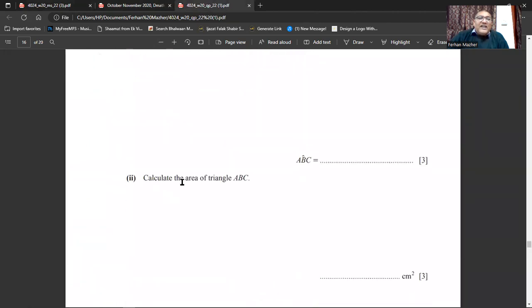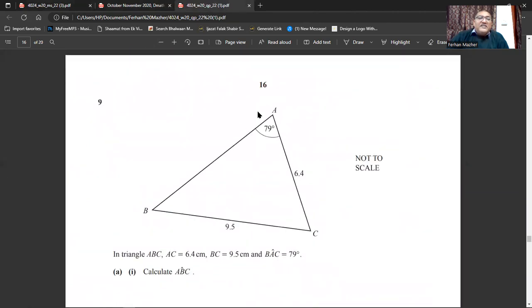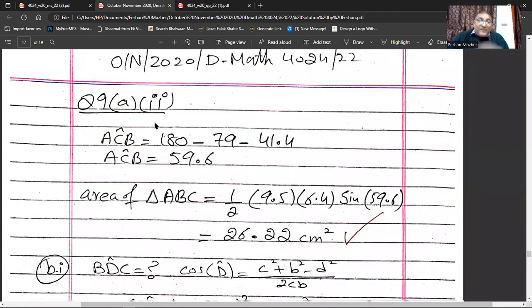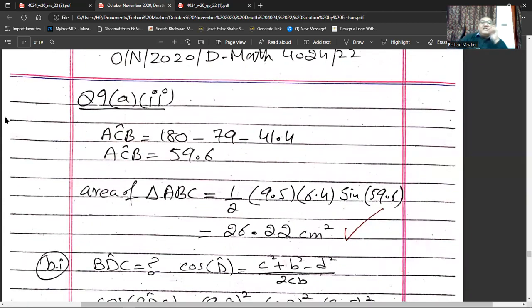Then he says, calculate the area of the triangle ABC. Once you know this angle, I can find the third angle. I know this side, I know this side. If I know the angle between them, I can apply the formula 1 by 2 ab sine theta, the area of the triangle. So first of all, I will find the third angle in that triangle. I know the two angles, so I can find the third angle simply. 180 minus 79 minus 41.4, you will get the ACB angle, that is 59.6 degrees.